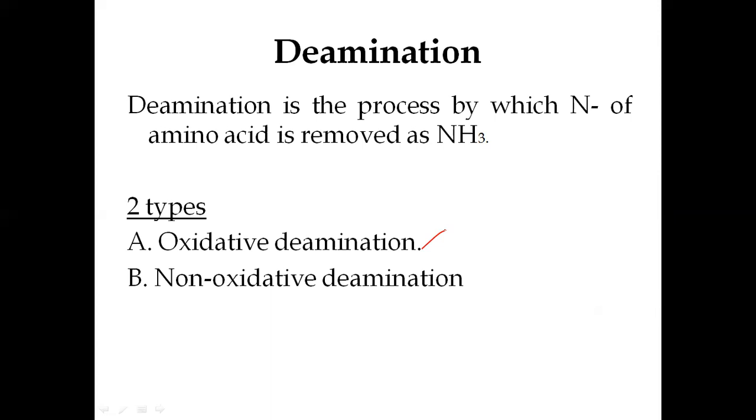And he showed that deamination of amino acids in various tissue is observed, but it is found in liver and kidney in a very active phase. That means to say this oxidative deamination is very active in the liver and kidney tissue.